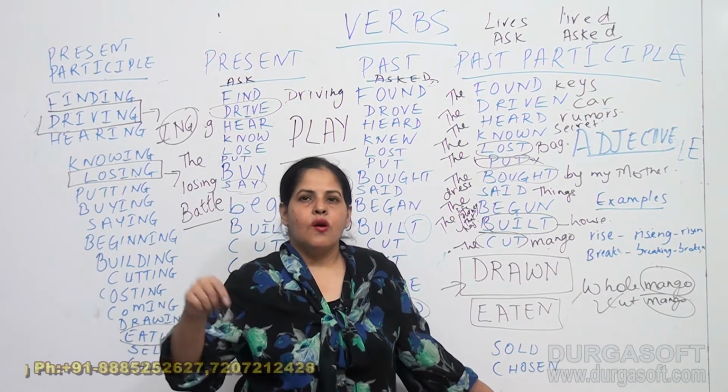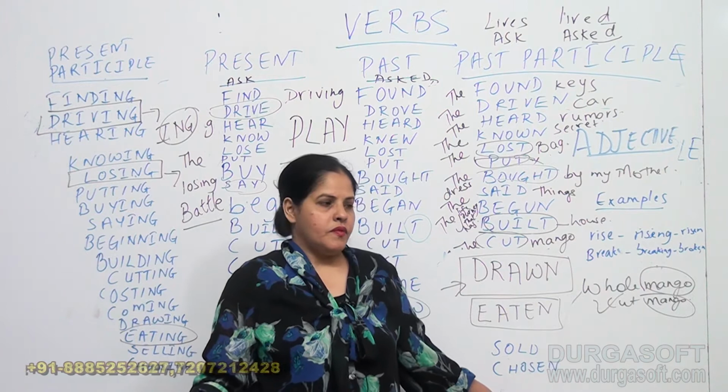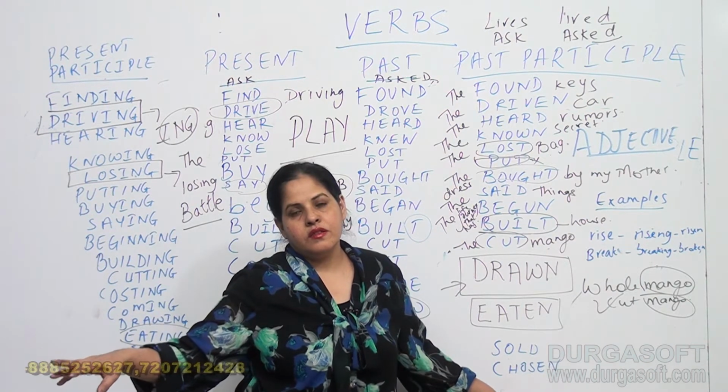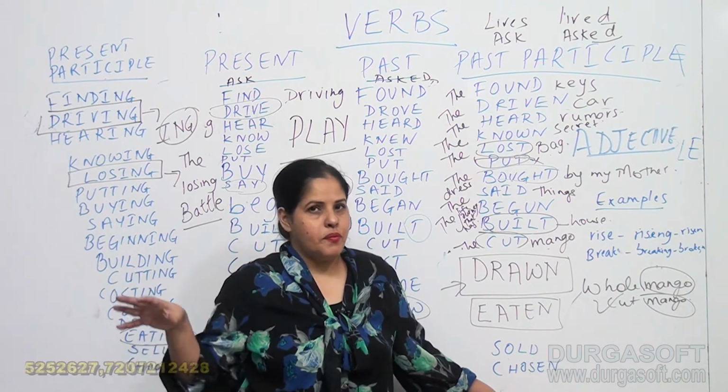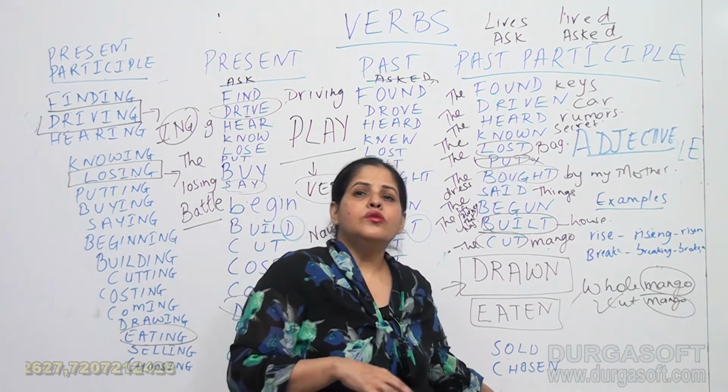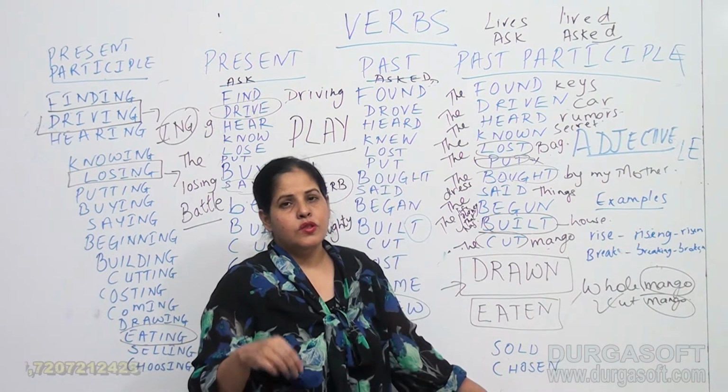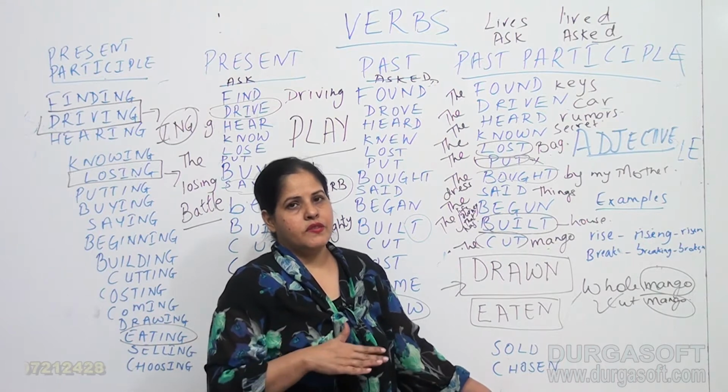Now, for example, what is the present tense? I want to draw a picture. The girl wants to draw a picture. Draw a picture is the present form. The girl drew a picture. Drew is the past form because the activity is completed.